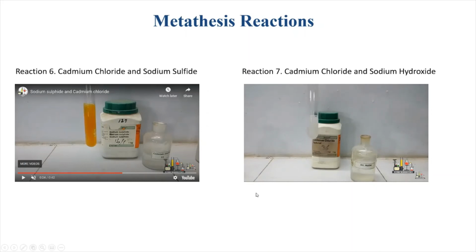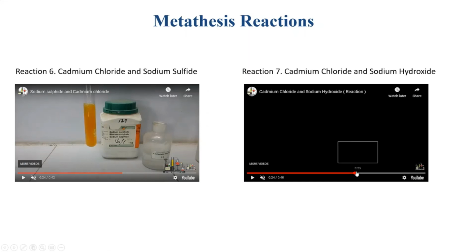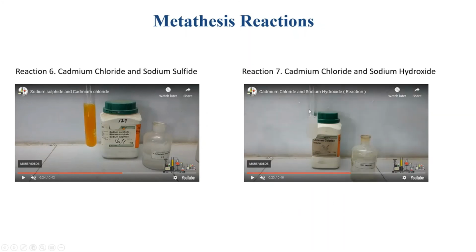Okay. And if you were to centrifuge that down, this mixture right here, you would get a white precipitate and a clear, colorless supernatant.